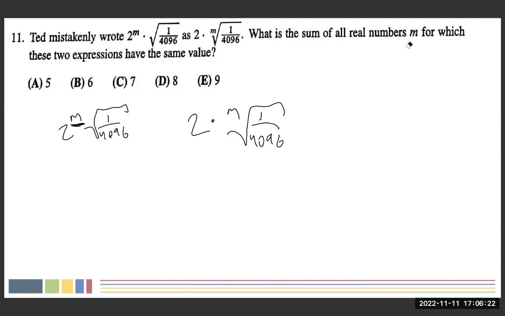So the question is, what two real numbers m make Ted lucky, where he doesn't accidentally get the wrong answer? Well, we can simplify what we can.